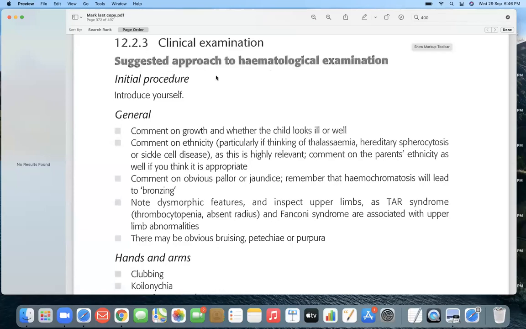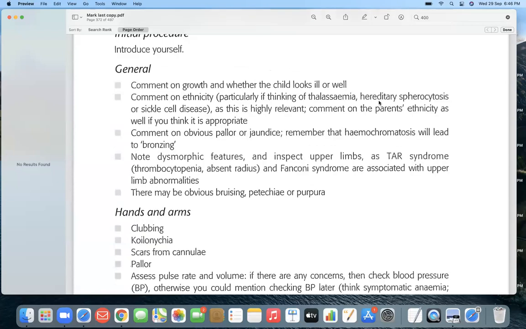Okay, suggested approach to hematological examination. Initially all same: wash your hands and introduce yourself. General, always comment on the growth, whether the child looks ill or well. Whatever we know, I will be going fast. We will not spend time on the things we know, okay? Only important things will be concentrated on.